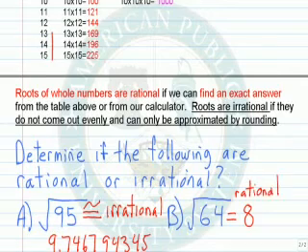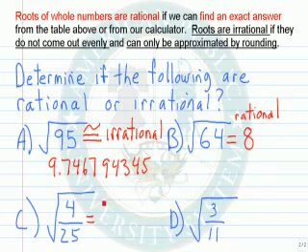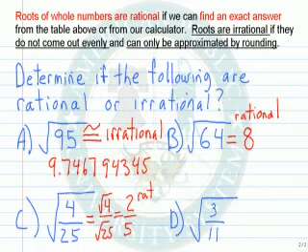Let's take something like the square root of 4 over 25. We can break this into two parts. The square root of 4 over the square root of 25. The square root of 4 is 2, since 2 times 2 equals 4, and 5 times 5 is 25. So our answer is 2/5. So we're going to say this is rational.